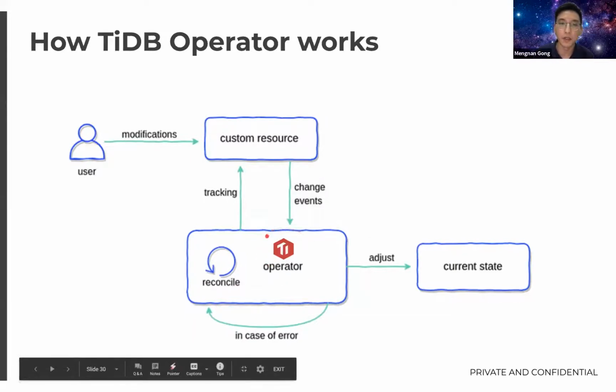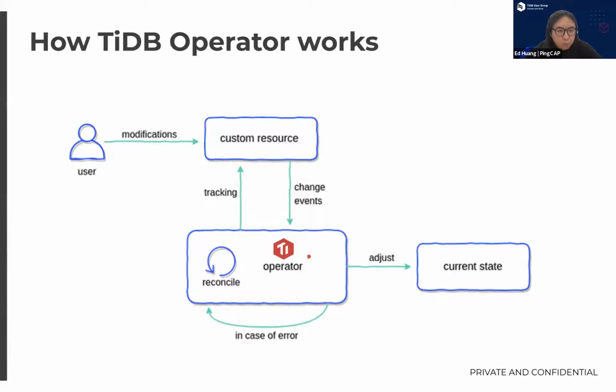Firstly, for the operator, you need to deploy the TiDB operator, and it's also running a reconciliation loop as I introduced before. The other thing is the custom resource. In our scenario, the custom resource will be the TiDB cluster. Once you deploy it and make any changes, the operator will take note of it, and then it will make adjustments accordingly and make your current state meet the desired state.